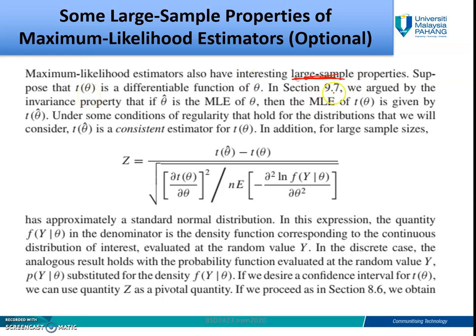Then if you look in section 9.7, we have argued by the invariance property that if theta hat is the MLE of theta, then the MLE of t(theta) is given by t(theta hat). This is what we have used in the previous example, but you will learn this in more detail later. Under some regularity conditions that hold for the distributions that we will consider, t(theta hat) is a consistent estimator for t(theta).